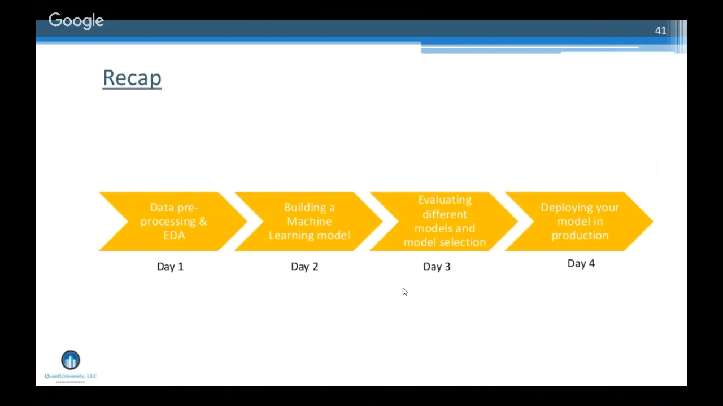The 4 steps we have gone through: on day 1, we went through data pre-processing and EDA. Day 2, we went through building out a machine learning model. Day 3, we selected a machine learning model based on all the parameters we had. And day 4, we deployed this model into production.